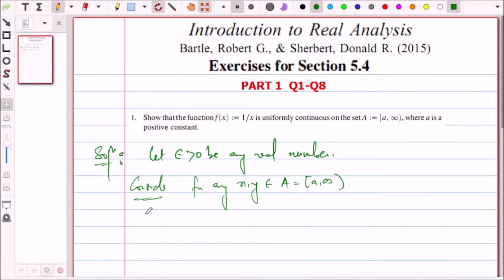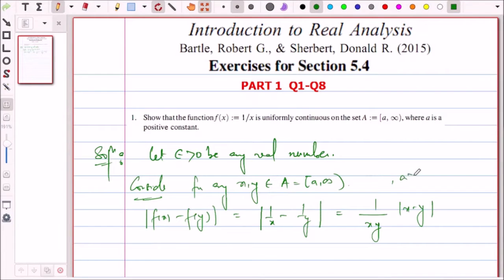So we are starting with any x, y. We are considering f(x) - f(y). This is nothing but 1/x - 1/y, which is nothing but |x - y| divided by xy. We can write it like xy because x and y are both positive, because a is positive, a is greater than 0.